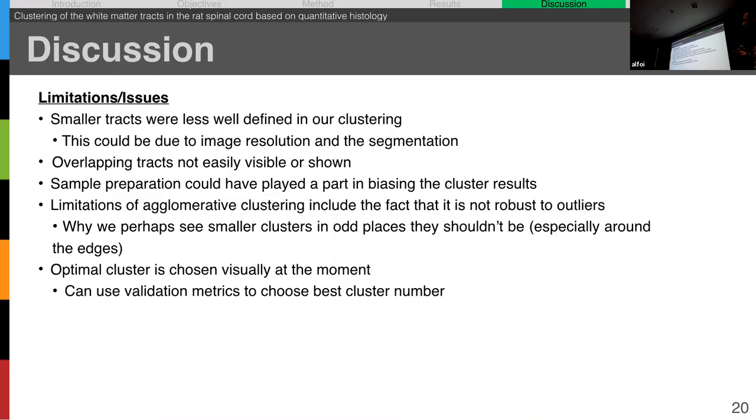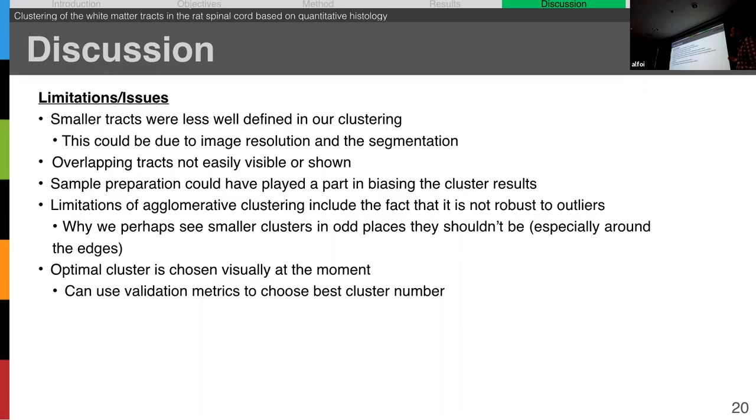And then some of the limitations that I had mentioned that could be the reasons we're seeing variations in the clustering: some of the smaller tracts were less well-defined in our clustering. This could actually be due to the image resolution and segmentation. Our segmentation software was only able to capture axons greater than 1 micron. Once it got to around the 1 micron area and less, it started not segmenting them as well.